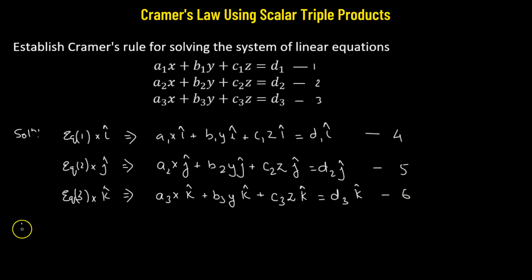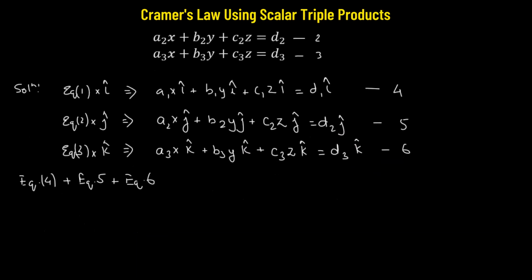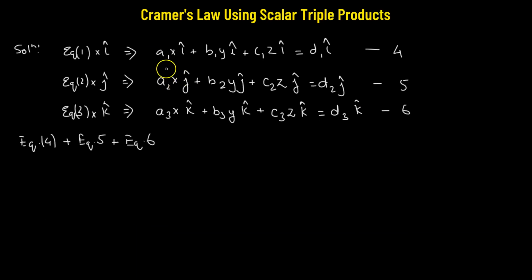So what we'll do in the next step, we are going to add equation number 4 to equation number 5 and to equation number 6. So we'll add all the three equations and this will give us. So if we consider these three terms, we can take x as the common factor. So this will be x multiplied by a1 i cap plus a2 j cap plus a3 k cap plus.